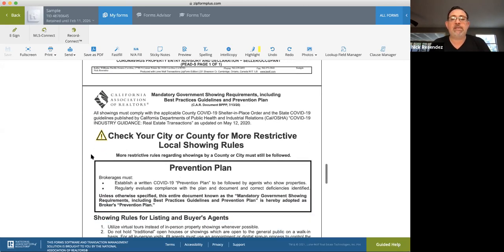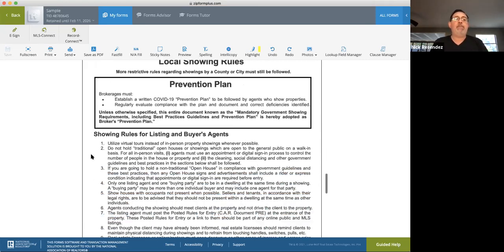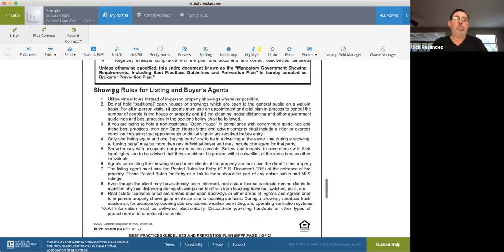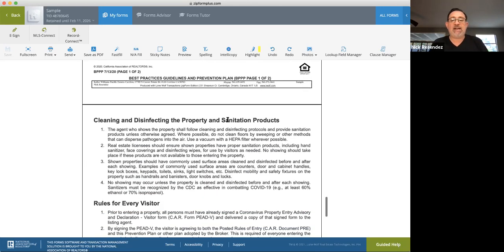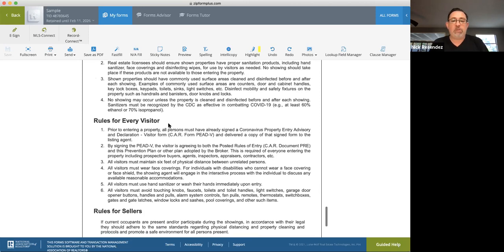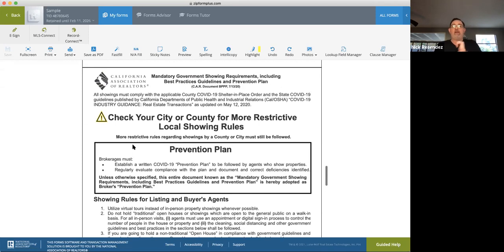The last part of this is the 2-page BPPP, best practice and prevention plan to prevent the infection of COVID-19 and the spread. And it basically just has all of our rules for showings, cleaning and disinfecting the property, the rules for entry, and the rules for sellers. Okay, I'm not going to go through this form because I've done that on another video. If you need that video, feel free to call, text, email, and I'll get it to you.